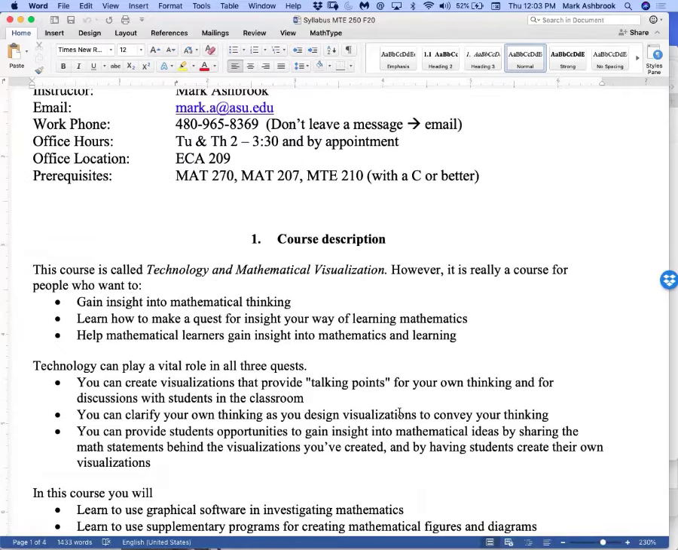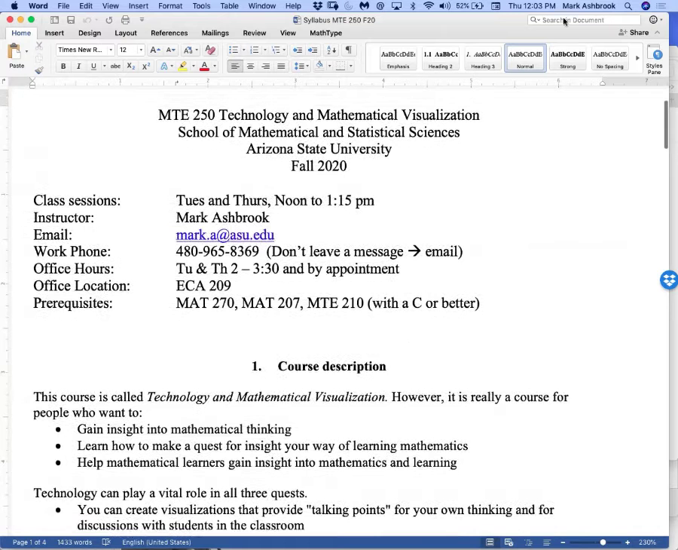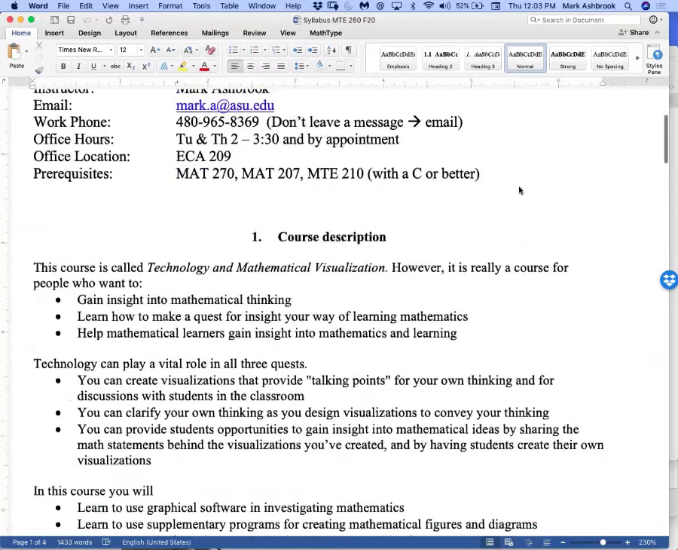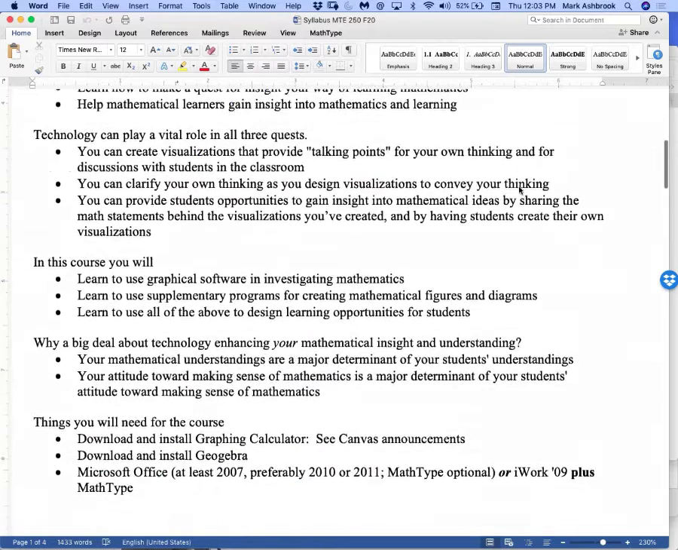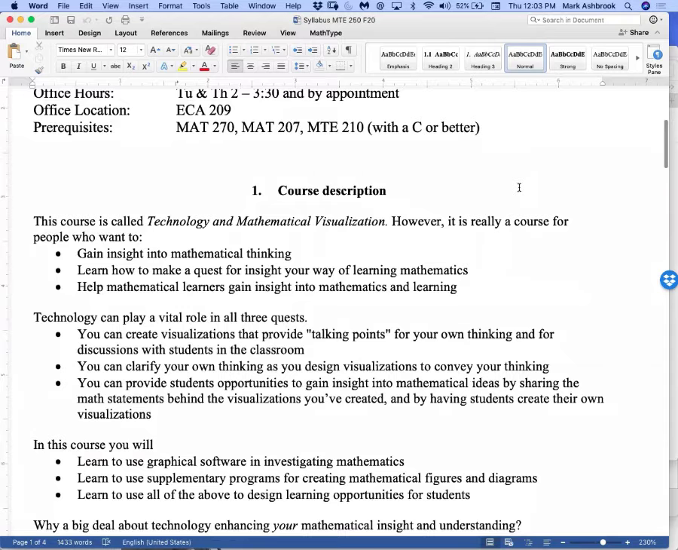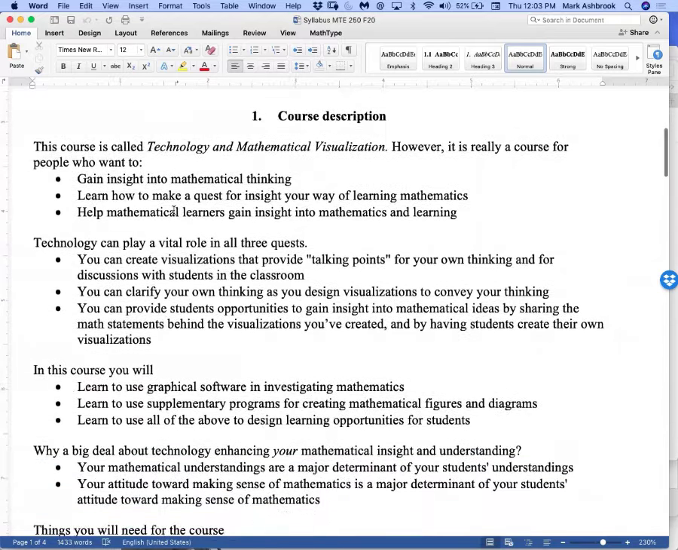And so here, the syllabus is posted on Canvas. And here it is. There is a quiz next Tuesday as part of your assignment on this course description. So let's talk through this. This course is called Technology and Mathematical Visualization. However, it's really a course for people who want to gain insight into mathematical thinking.